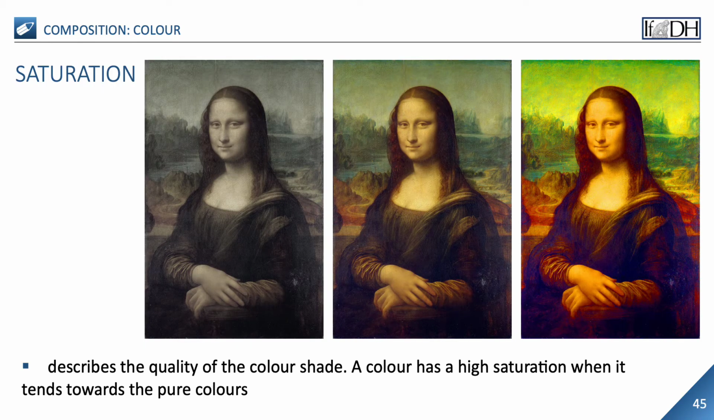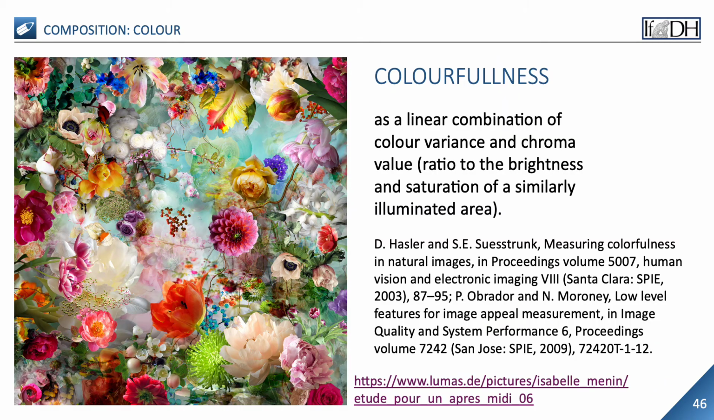Saturation describes the quality of the color nuance. A color has a high saturation if it tends towards the pure colors, without mixing with white, black or gray. The purest colors with maximum color saturation are the spectral colors. The opposite of high color saturation is called grayness or dullness. Colorful images are considered attractive even if the content is not interesting.